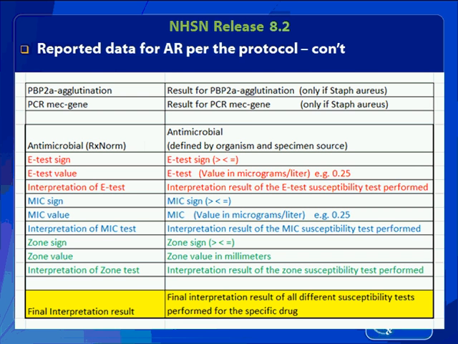This is a screenshot where I tried to group it together per color, just so you know how it's grouped together. So, for example, if it's a Staph aureus, it will require the 2 tests for agglutination and the PCR, and then you would have your antimicrobial defined, and then the 3 tests for E-test, MIC, zone value, and then the final interpretation of the 3 would be your final interpretation result.